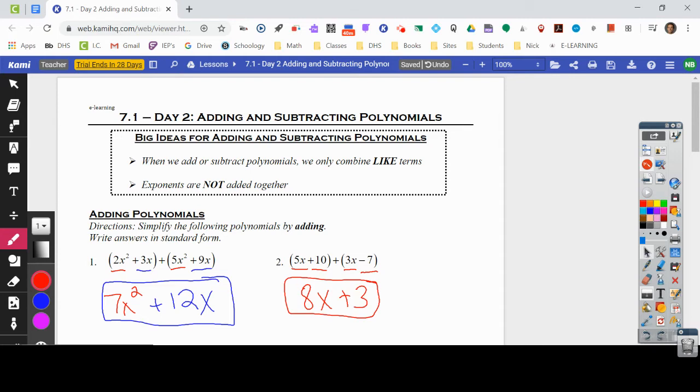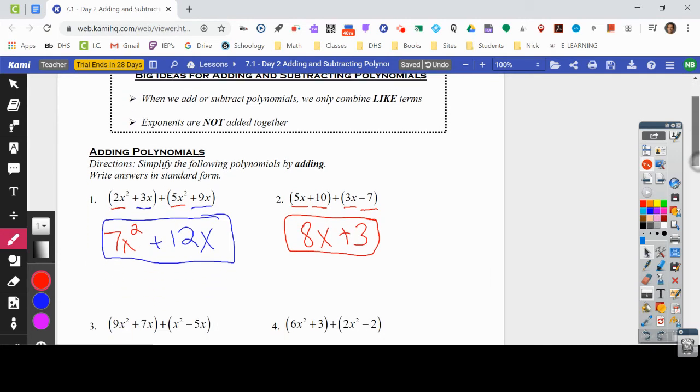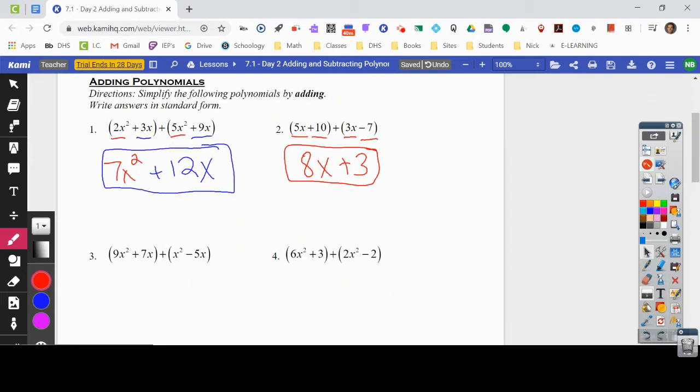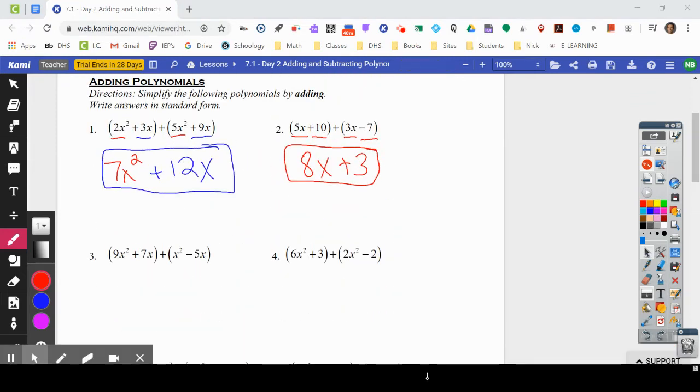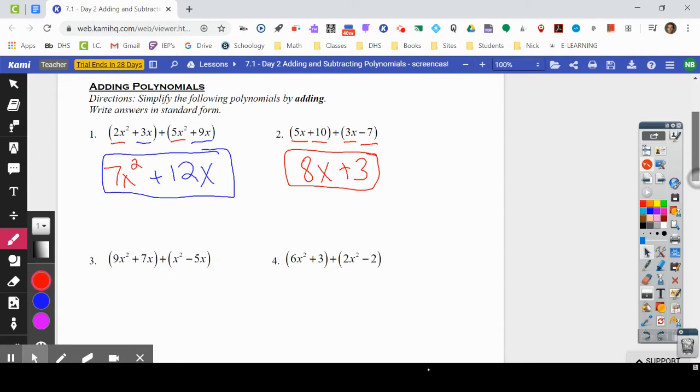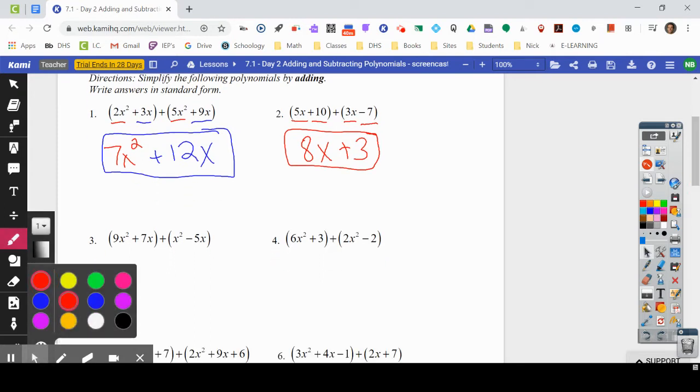Now let's scroll down for just a couple more practice problems. Example 3, we have 9x squared plus 7x, and we're going to add x squared minus 5x. Again, we're going to scan for our like terms. I see a 9x squared here, and I see an x squared here.